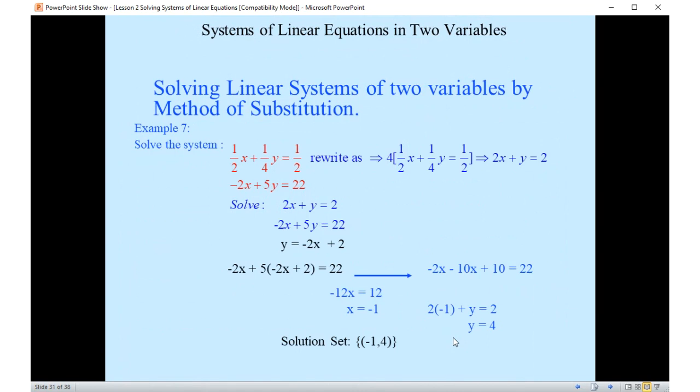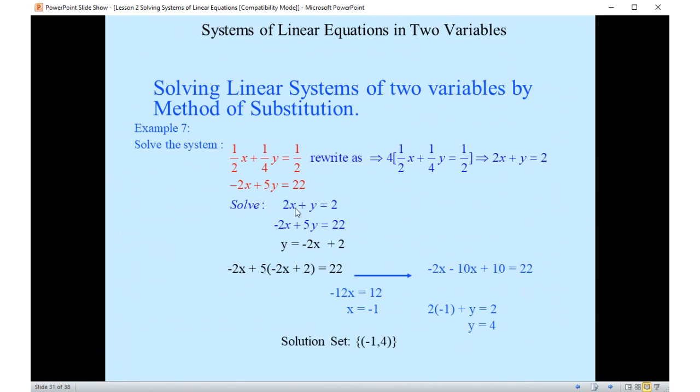Here's another example, but we have some fractions for coefficients. You can clear all of these fractions out by multiplying by a least common multiple of 2, 4, and 2, which is 4. So if you multiply 1/2 x by 4, you get 2x. If you multiply 1/4 y by 4, you get y. And if you multiply 1/2 by 4, you get 2. So you end up with 2x plus y equals 2.